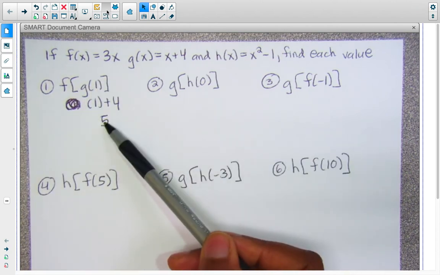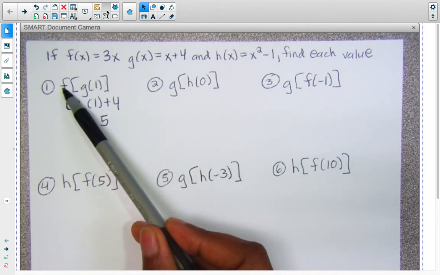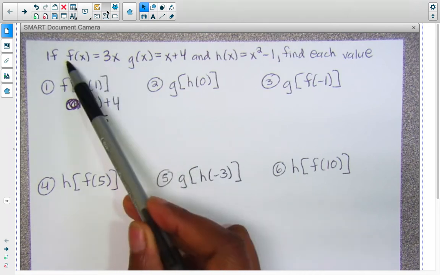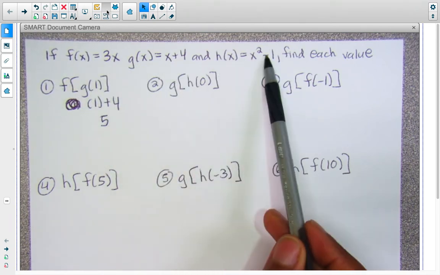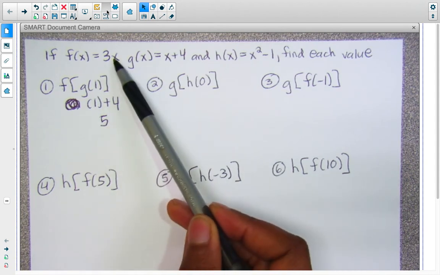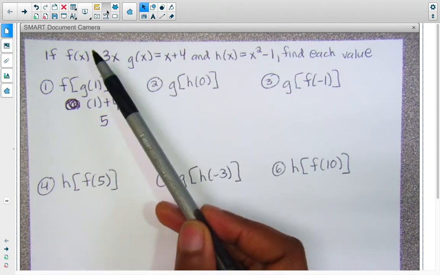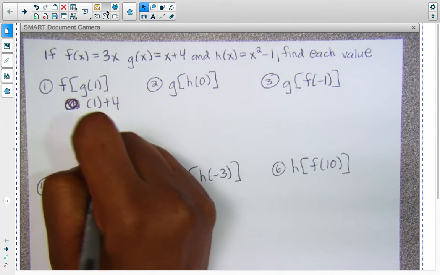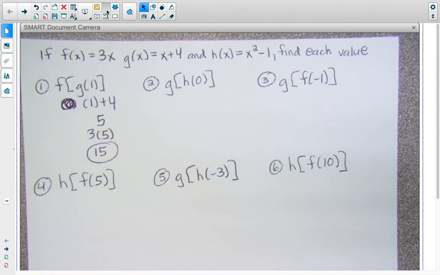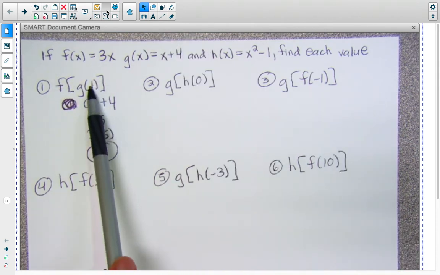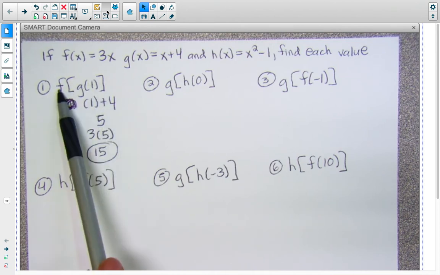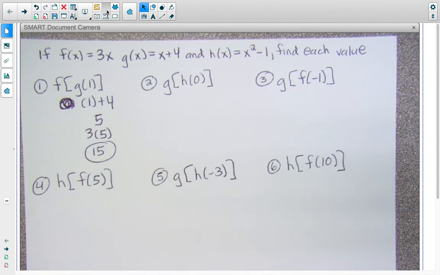Now take the number 5 and plug it into f. So take this number 5 and plug it into my f function up here. This is f, this is g, this is h. So 5 is going to go in place there. So that's going to be 5 times 3. And either calculator or mental math, you should get 15 for number 1. So again, this meant to take the number 1, substitute it into g, and then take that number and substitute it into f. Let's try some more.